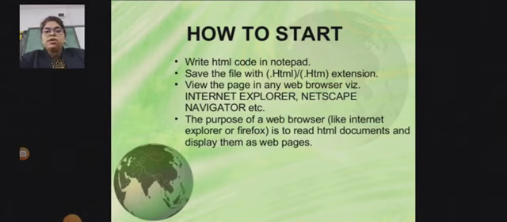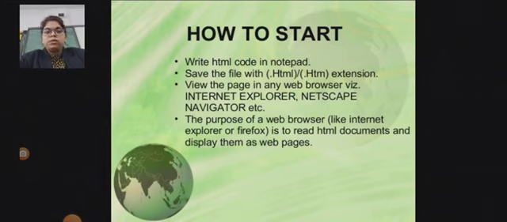Suppose you are saving your file and your file name is xyz. You can save the file with the name xyz.html. No spaces are allowed while saving the file. No spaces should be there between the name of the file and the extension. It's not allowed. Now once the file is saved, it's time to view the output.